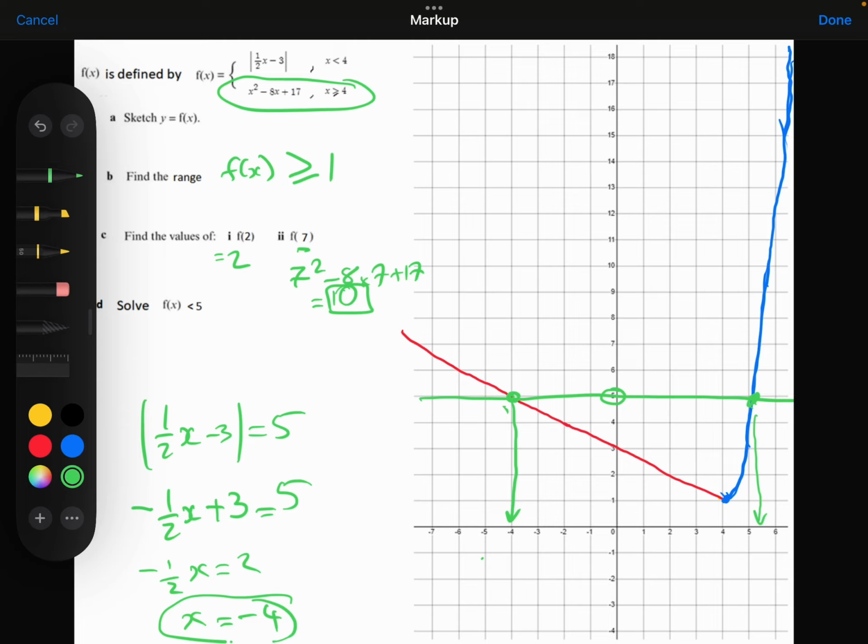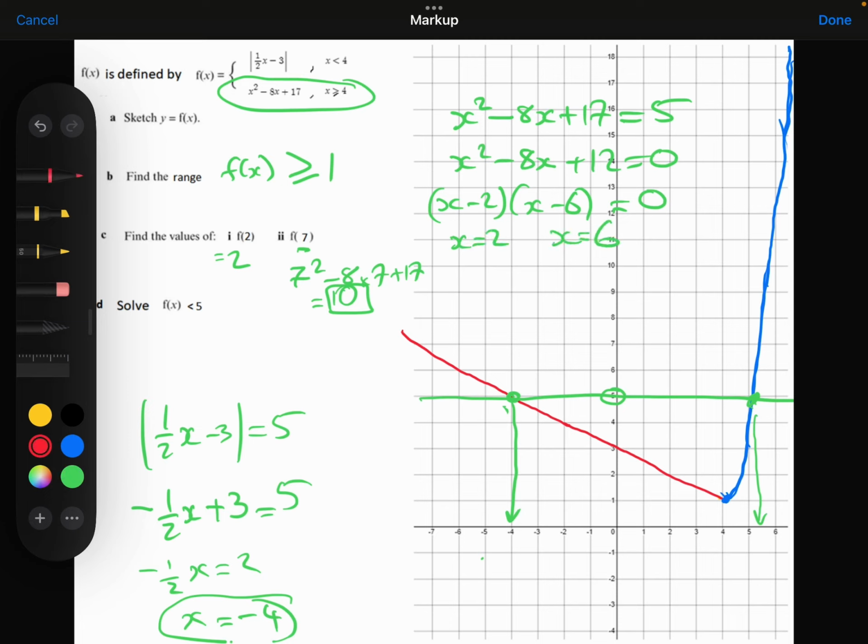Now let's work out the x value over here as well. So that's where our quadratic is equal to 5. So if I take my x squared minus 8x plus 17, make it equal to 5. If I subtract the 5 from both sides, and then factorise, I get that either x is 2 or x is 6. The 2 is not a valid answer here because my quadratic isn't defined for when x is 2, it's only defined for when x is greater than 4. The 6 is a valid answer.